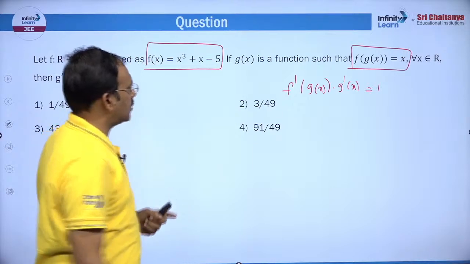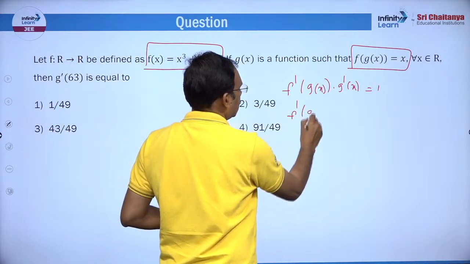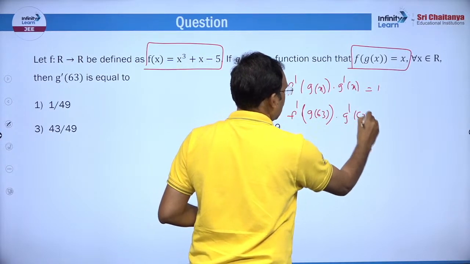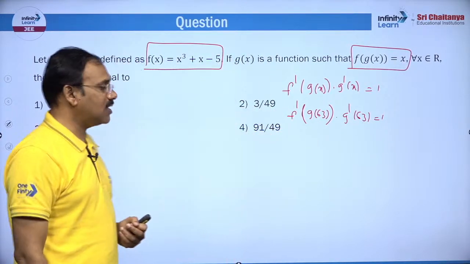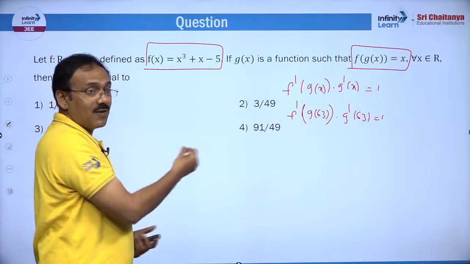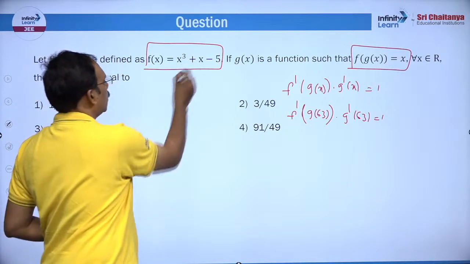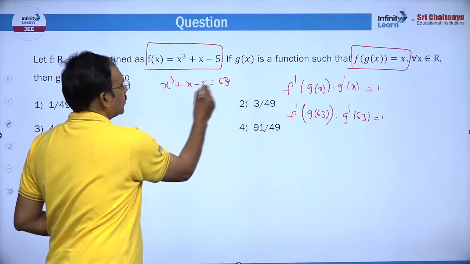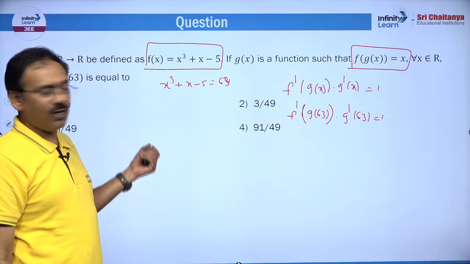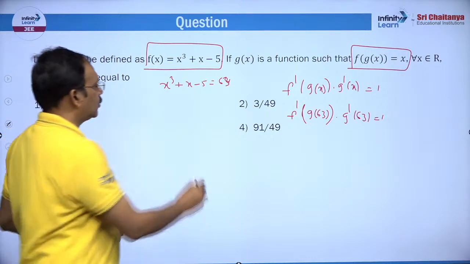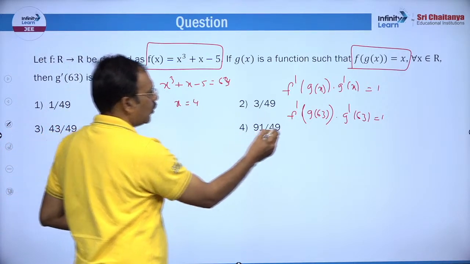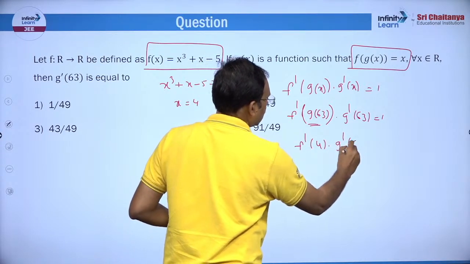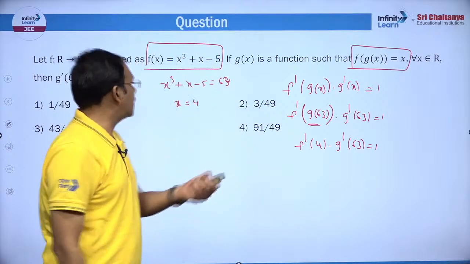Put x is equal to 63: f dash of g of 63 into g dash of 63 is equal to 1. g of 63 stands for the inverse function's output, meaning you want the input of f whose output is 63. If x is equal to 4, it works for 63. So, friends, g of 63 is going to be 4. So, f dash of 4 into g dash of 63 is equal to 1. What is f dash of 4?